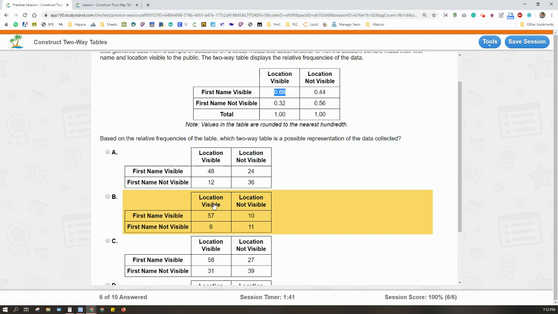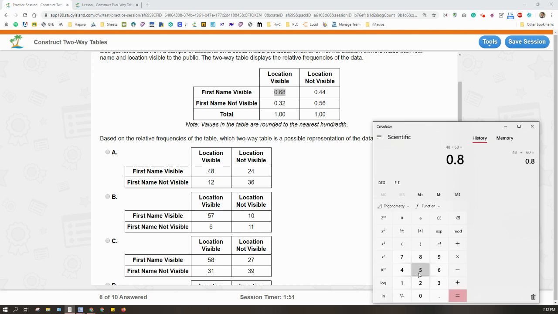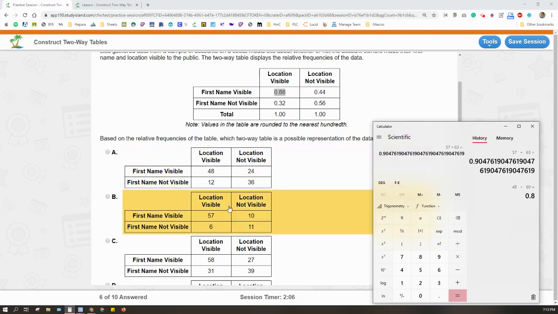What percent do we have for these? 57 out of the total for the column. The total for the column is 57 plus 6, which is 63. So we figure out what percent 57 divided by 63 gives us. And we have 0.90. 0.904 rounds to 0.90. That's 90%. Again, much more than the 68% we're looking for. B is not going to be our answer.